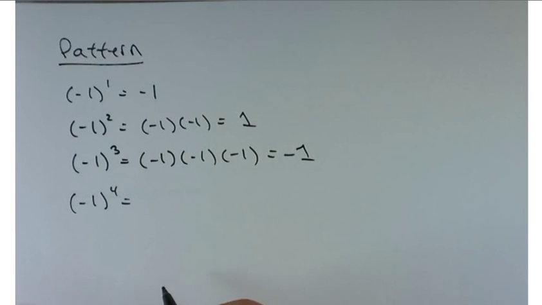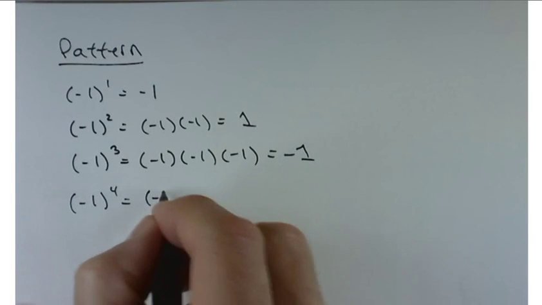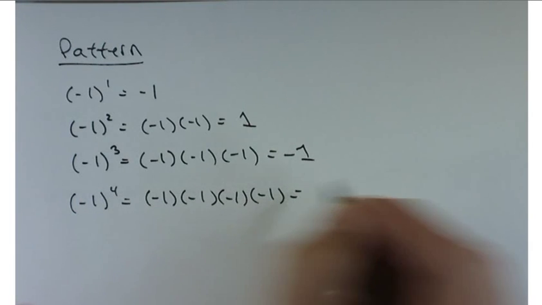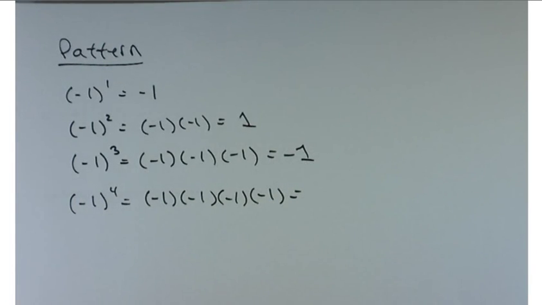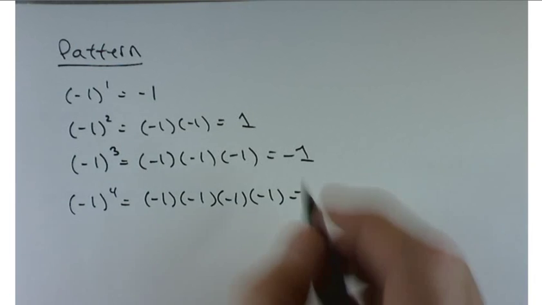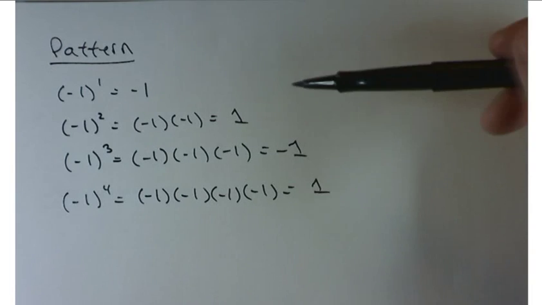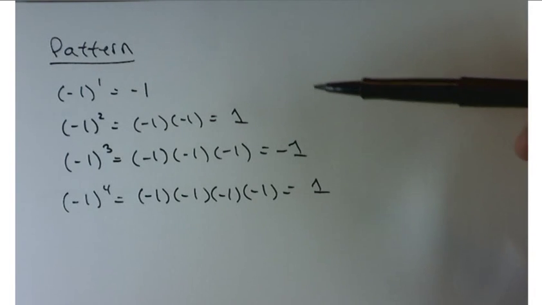Well, the next one is negative 1 to the fourth power. What's negative 1 to the fourth power going to give me? Positive 1. Has anyone spotted the pattern yet? Even exponents are going to have positive, and all odd exponents on negatives are going to have negatives.